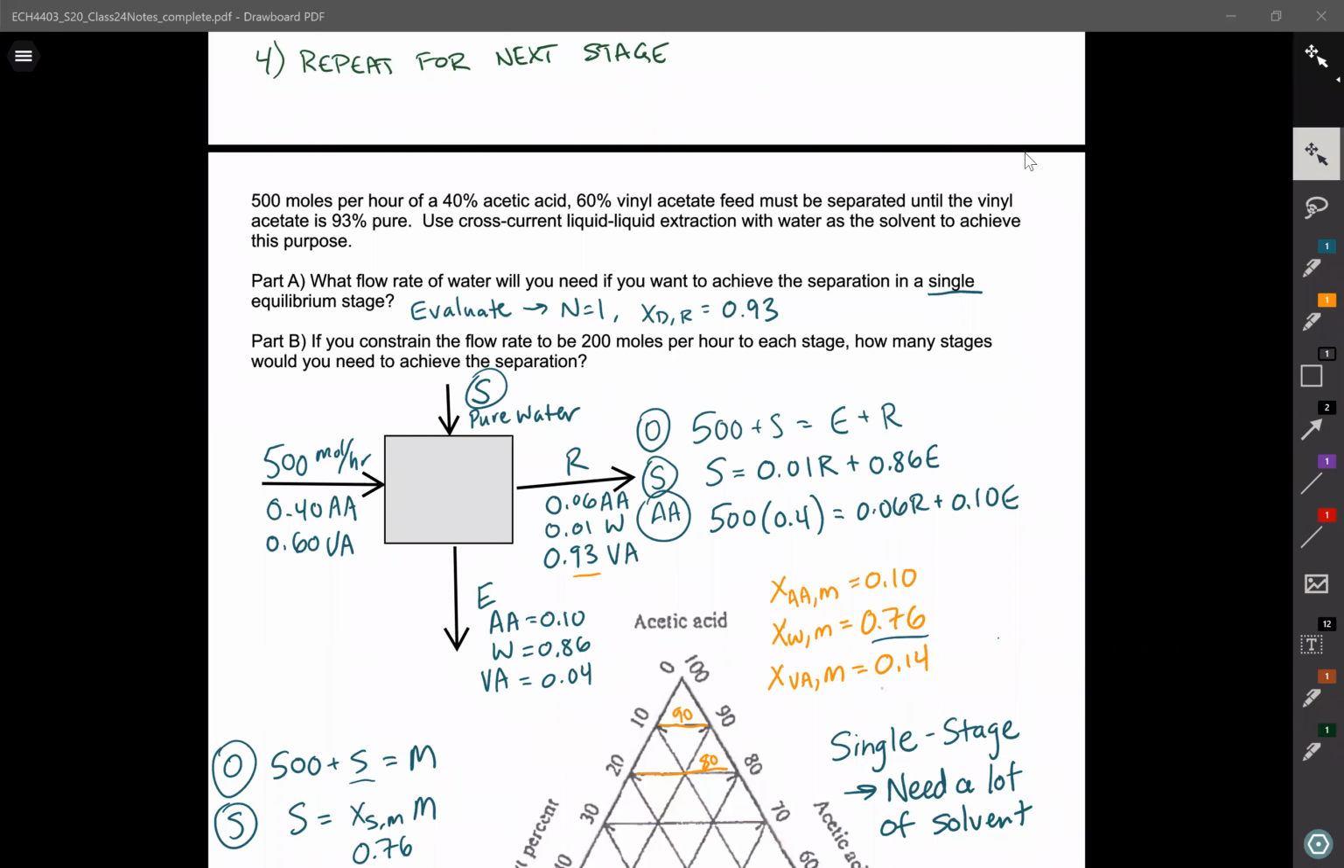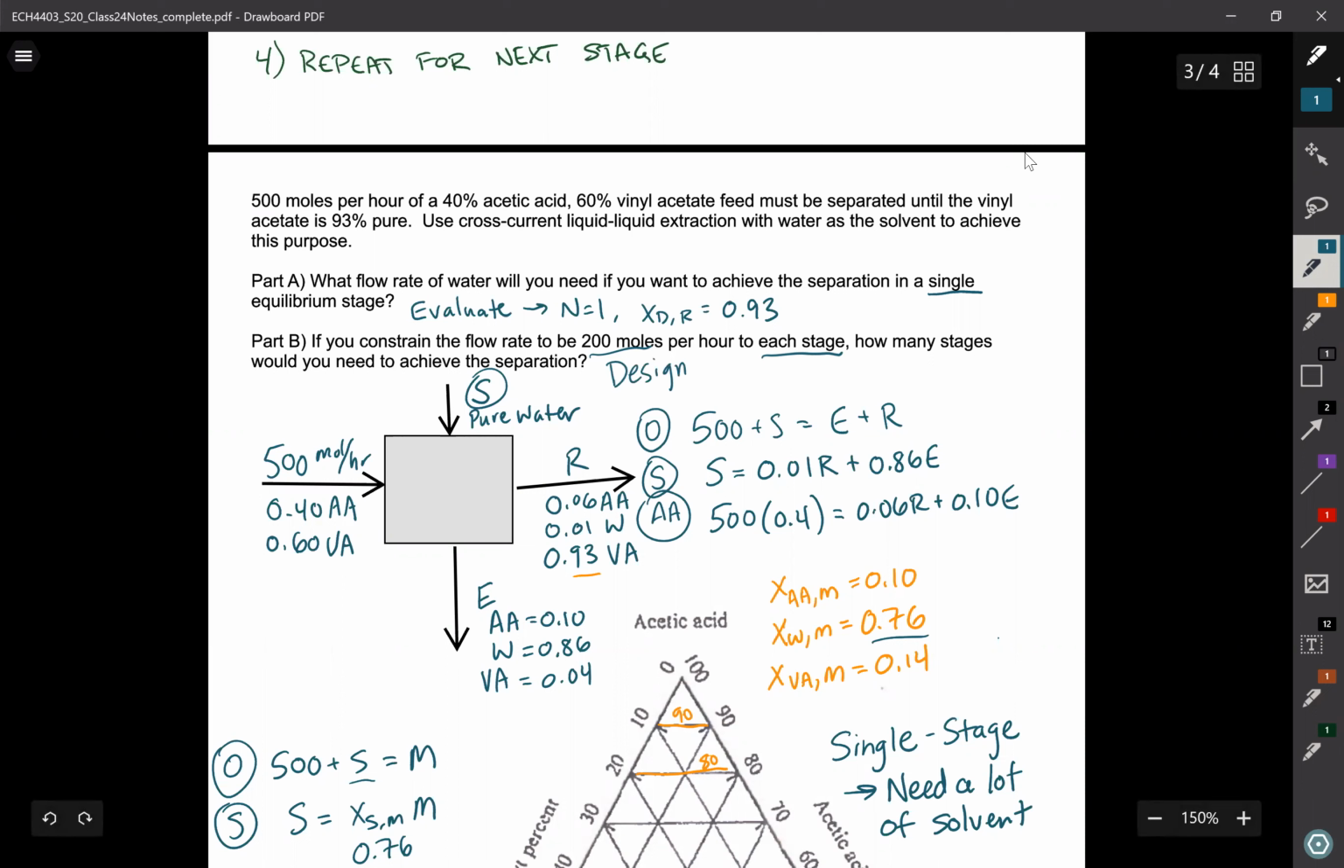This is part B of our in-class liquid-liquid multi-stage extraction problem. If you constrain the flow rate to be 200 moles per hour to each stage, and that is important because we're going to have multiple stages, so we have to specify to each stage, how many stages would you need to achieve this separation? So this is a design problem. We want to calculate the number of stages as the key variable. We are given solvent flow rates for each stage, and we are also given a design specification of 93% pure.